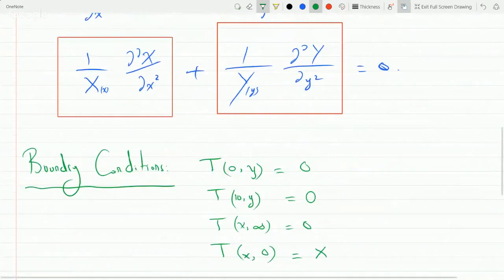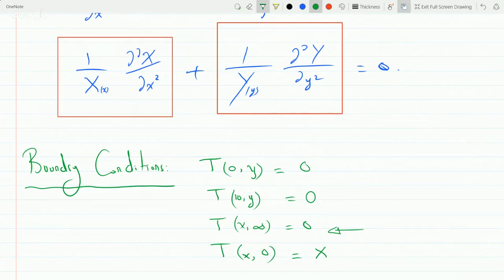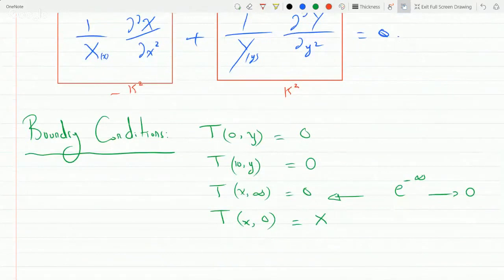Now, it's obvious that if I want this to go to 0 at infinity for y, sines and cosines don't go to 0 both at the same time. I need this third boundary condition when I plug in infinity for y for the temperature to go to 0. So I need the y part to be exponentials, because e to the minus infinity goes to 0. If this guy is going to take the exponentials, then I need to call this guy k squared to get the e's, and this guy has to be the minus k squared because they have to add up to 0. And now I can solve both of these differential equations separately.